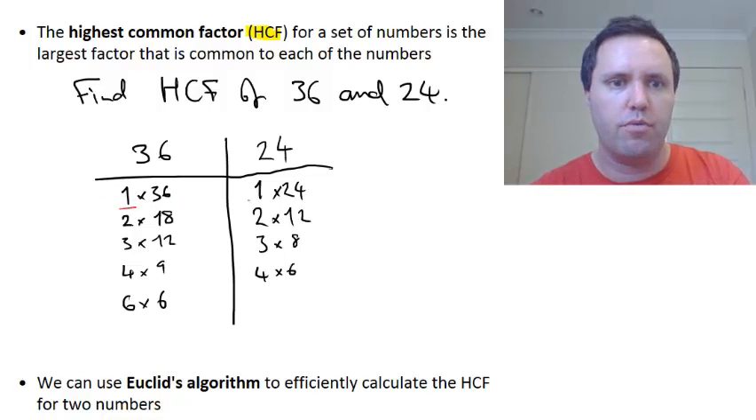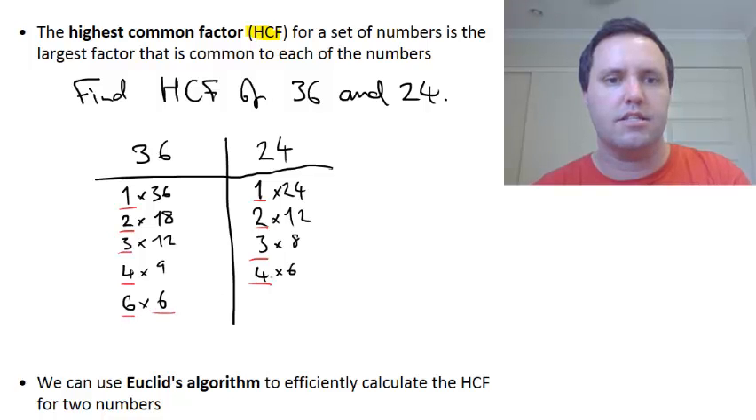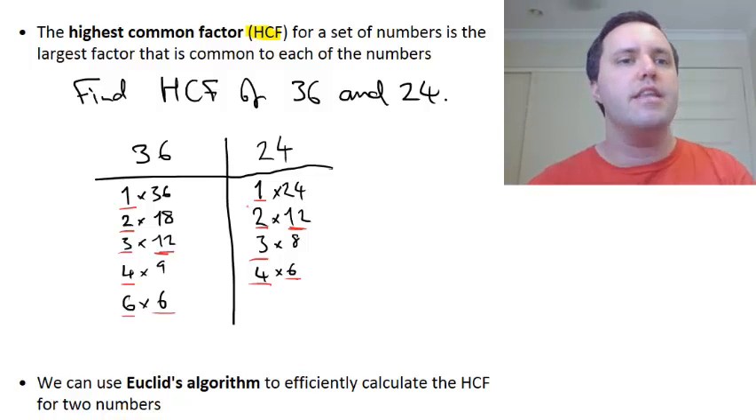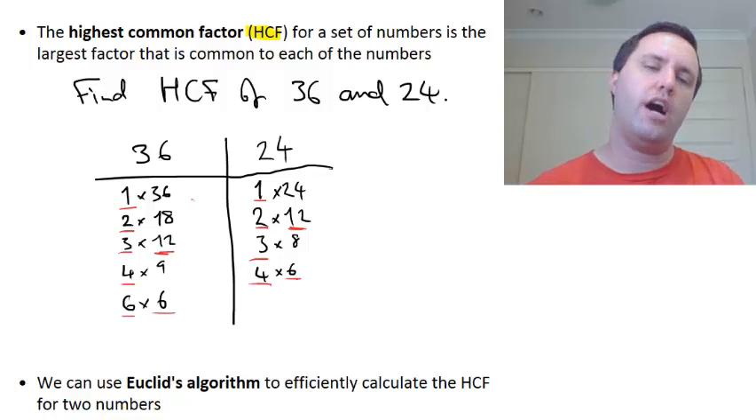So they both have 1s, they both have 2s, they both have 3s, they both have 4, they both have 6. They don't both have 8, they don't both have 9, but they both have 12. Okay, so we've gone through and we've highlighted every single common factor, and now we say which one is the highest of all these numbers.